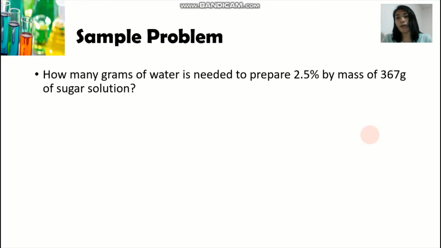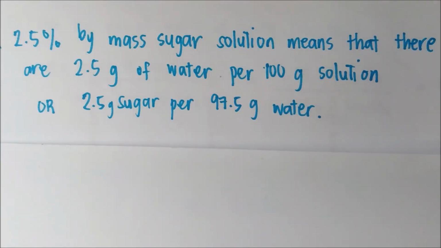So, the next problem. How many grams of water is needed to prepare 2.5% by mass of 367 grams of sugar solution? Okay? So, again, pause the video to solve the problem. So, for the problem, 2.5% by mass sugar solution means that there are 2.5 grams of sugar per 100 grams solution, or simply there is 2.5 grams sugar per 97.5 grams water. Okay?